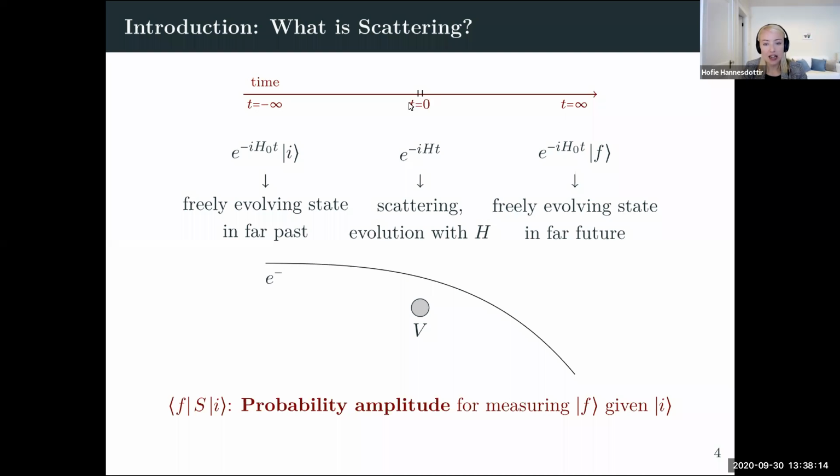And then in some short time interval around, say, t=0, there is some scattering, which we represent with an evolution with a full Hamiltonian. And then we assume that in the far future, we again have a freely evolving state. And the S-matrix is again supposed to represent the probability amplitude for measuring some final state F given some initial state I.